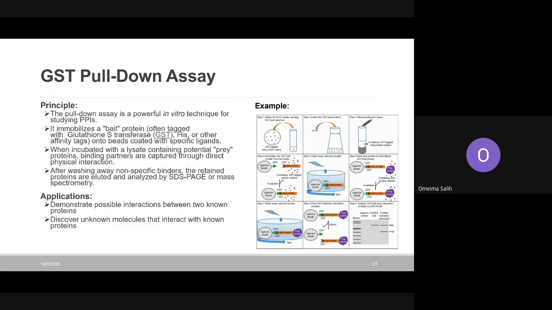So after washing, if there is a binding, you take the eluted proteins and separate them by SDS-PAGE, which is sodium dodecyl sulfate polyacrylamide gel electrophoresis, or mass spectrometry. So this is totally in vitro. It doesn't use any cell or live cell.